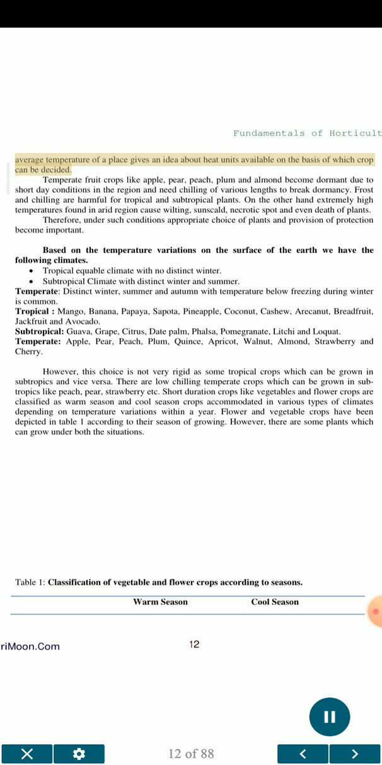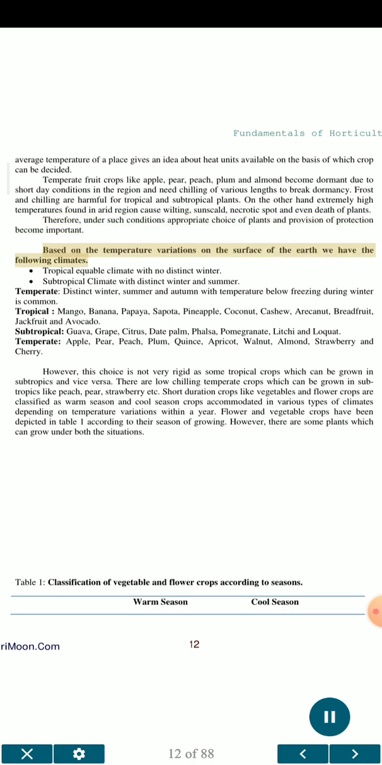Average temperature of a place gives an idea about heat units available, on the basis of which the crop can be decided. Temperate fruit crops like apple, pear, peach, plum and almond become dormant due to short day conditions in the region and need chilling of various lengths to break dormancy. Frost and chilling are harmful for tropical and subtropical plants. On the other hand, extremely high temperatures found in arid regions cause wilting, necrotic spots and even death of plants. Therefore, under such conditions appropriate choice of plants and provision of protection become important.